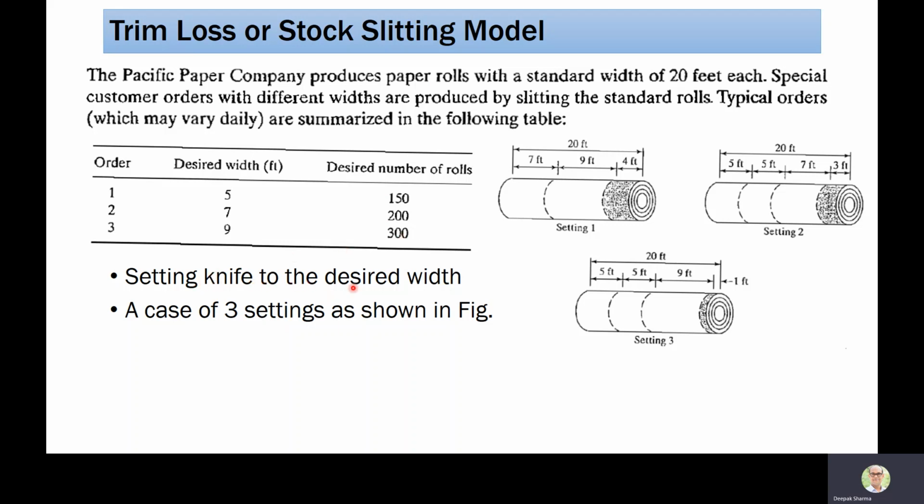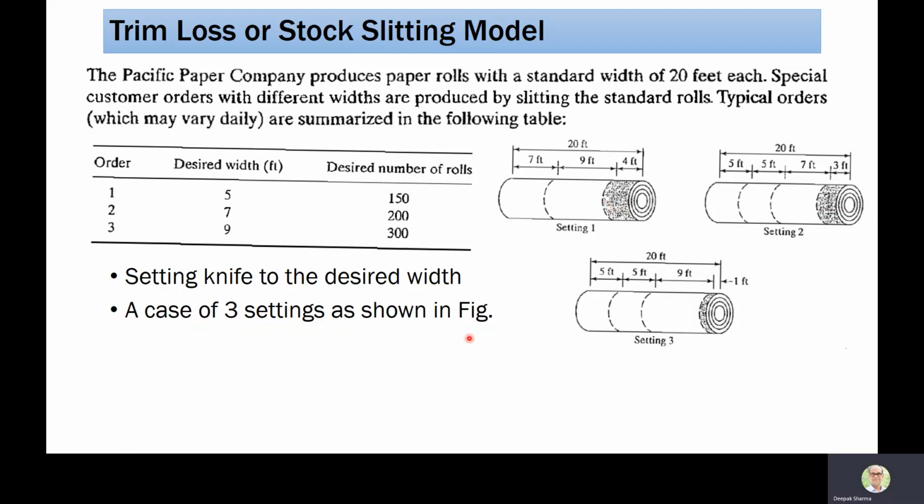Now setting the knife to the desired width means that when we put a knife here, we are going to get one piece of 7 feet. When we put the knife here, we are going to get 9 feet. So 7 and 9 feet, one unit each, we can get from one setting. And we can see that some portion is not useful because 4 feet is not in demand. So it is going to be the wastage for us.